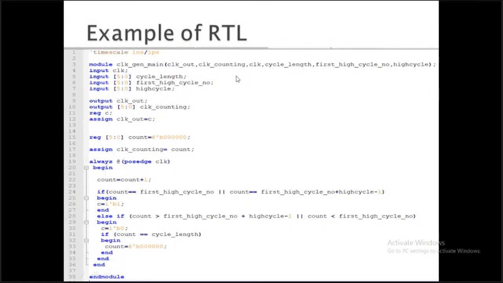Let's take one example: we are making a clock generator block which can make a clock of any duty cycle. Usually, if you see a clock, it has a 50% duty cycle. In one period, half the portion is high and half is low. Then we call it a 50% duty cycle.